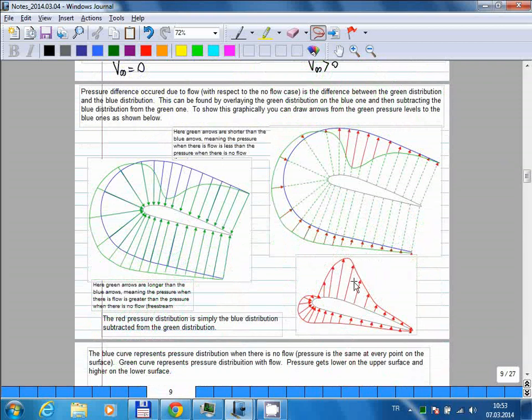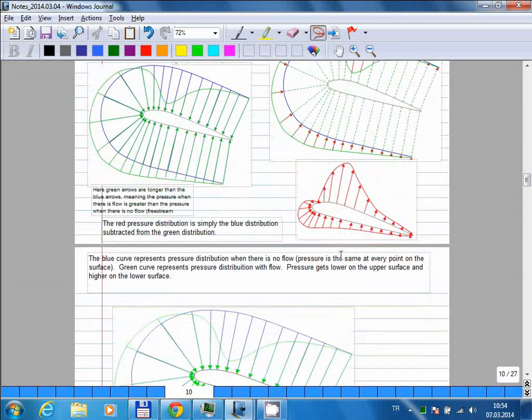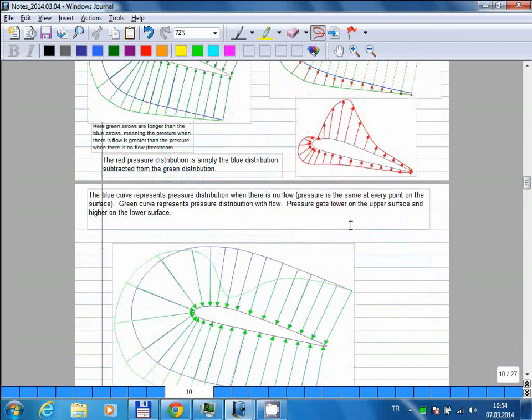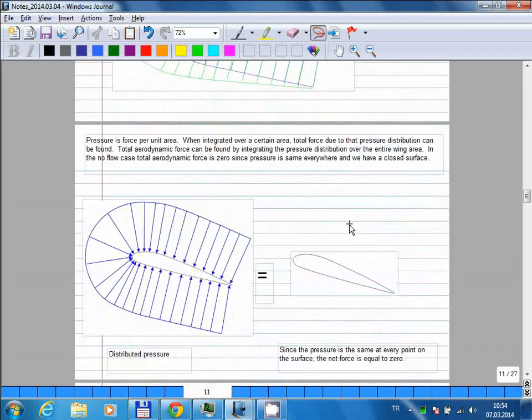And typically, this is what is used to represent pressure distribution on an airfoil. So if you see any book or any scientific document about airfoil pressure, you will most probably see a distribution like this, and that's why you see these arrows, which normally doesn't make sense, but since they represent the difference, it makes sense. Okay, so let me scroll down.